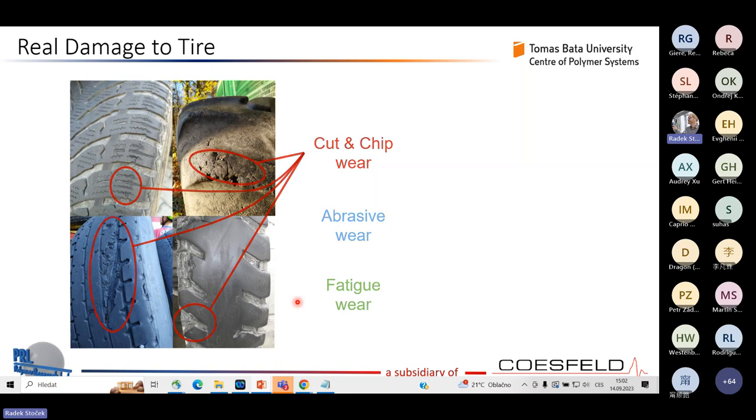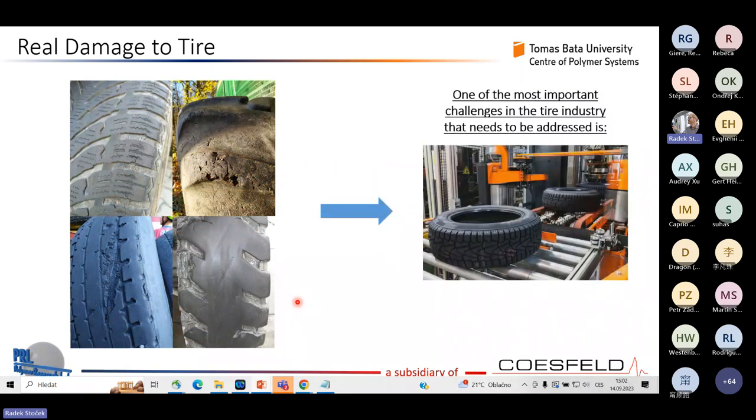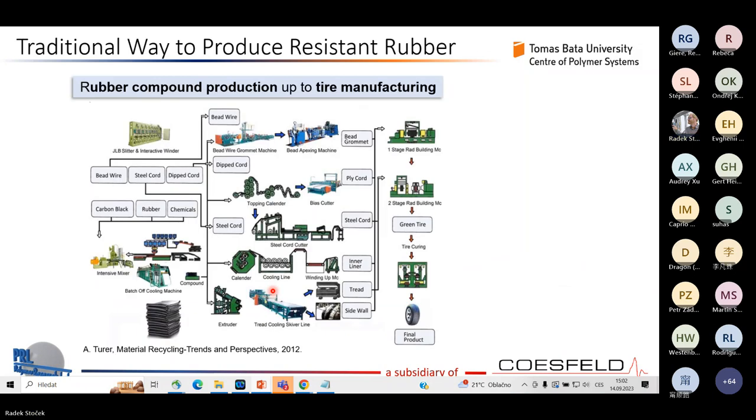So if we see such a complex problem in wear phenomena, it needs to be put in one question. One of the most important challenges in the tire industry that needs to be addressed is to optimize the rubber resistance against real damage. This needs to be solved. Everybody would like to have it, and everybody would like to produce compounds which will be resistant against all the damages. Maybe it's possible, maybe not. We know the magic triangle and so on. So, okay, how to do it?